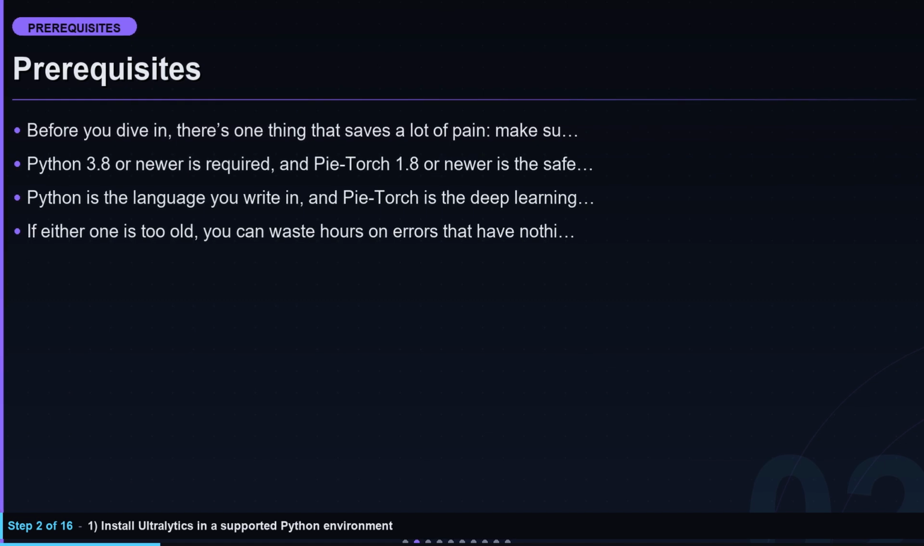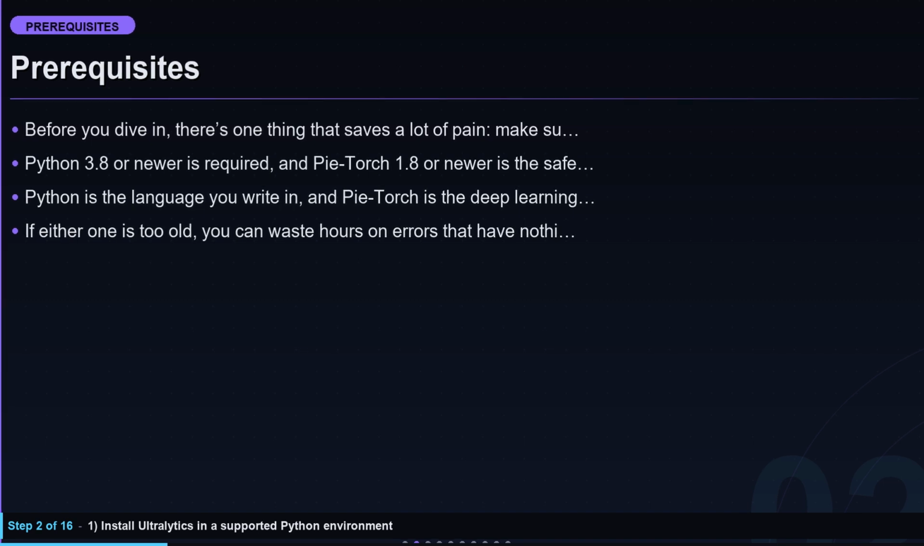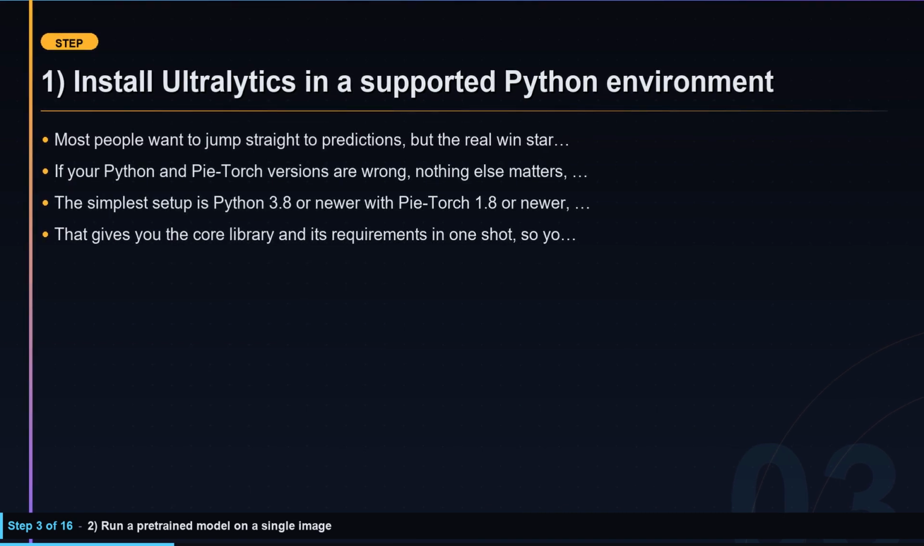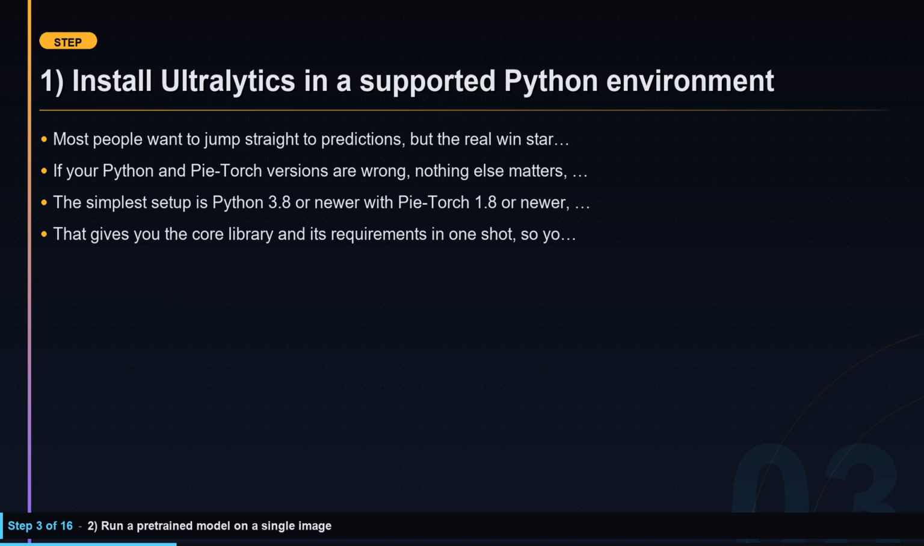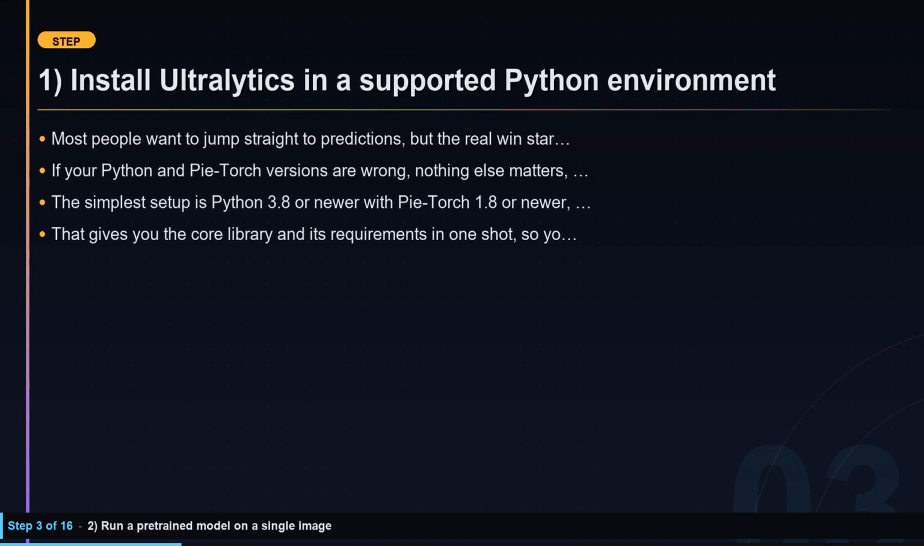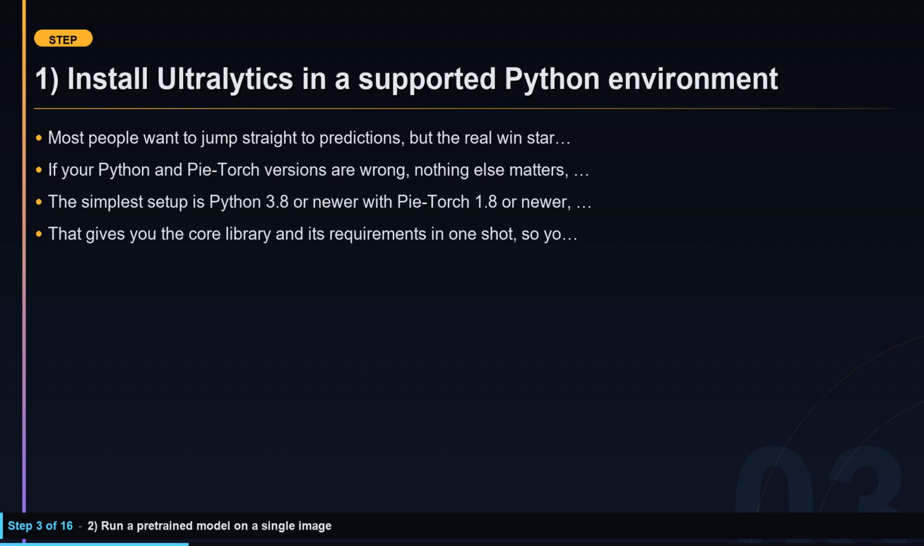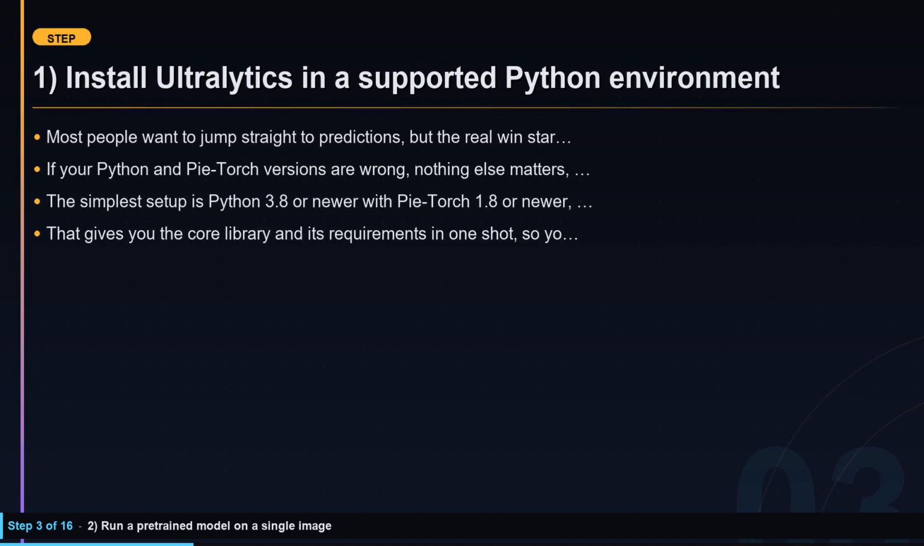Most people want to jump straight to predictions, but the real win starts one layer earlier. A clean install. If your Python and PyTorch versions are wrong, nothing else matters because the model may fail before it even loads. The simplest setup is Python 3.8 or newer with PyTorch 1.8 or newer, then install Ultralytics into that environment. That gives you the core library and its requirements in one shot, so you can immediately load a model and run inference, which just means getting a prediction from a trained model.